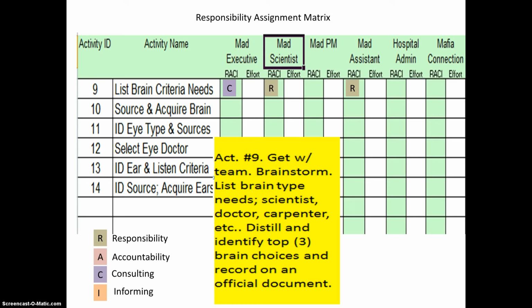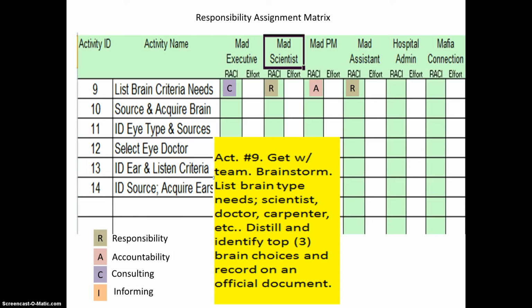Of course, now when we look at the mad executive, that is essentially the project sponsor, they will be contributing, but they will be contributing not so much on a work basis, but maybe more likely on a consulting basis, where they're going to be providing input and ideas, but won't be part of that actionable piece of being involved with the brainstorming. And then of course we have the ultimate person who's accountable.